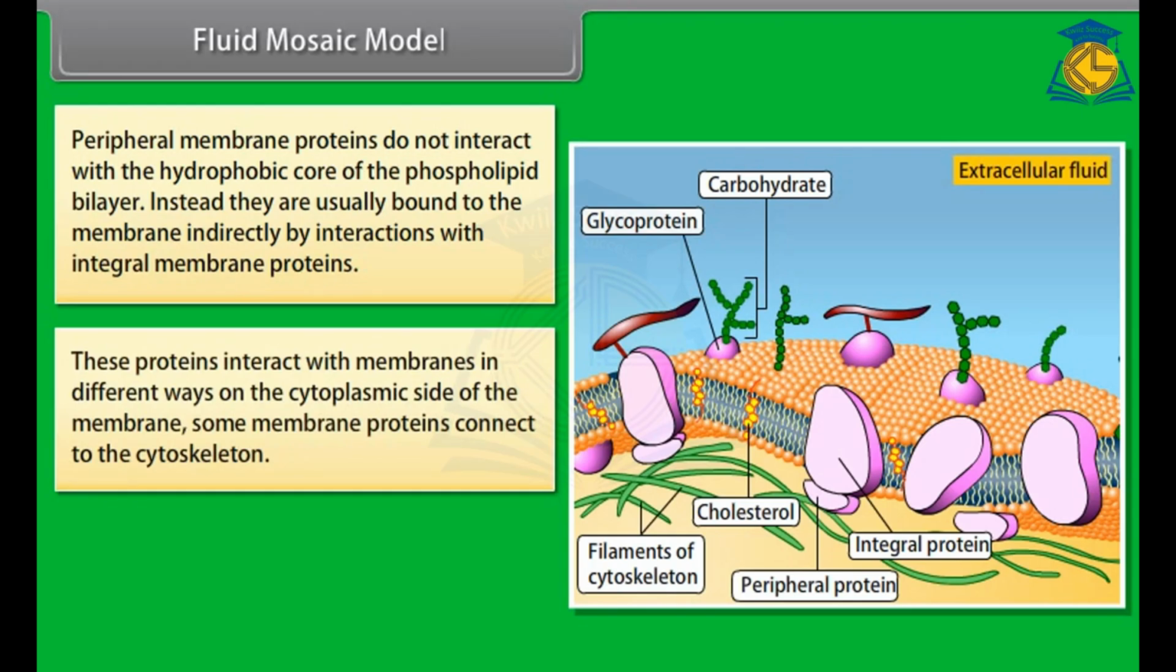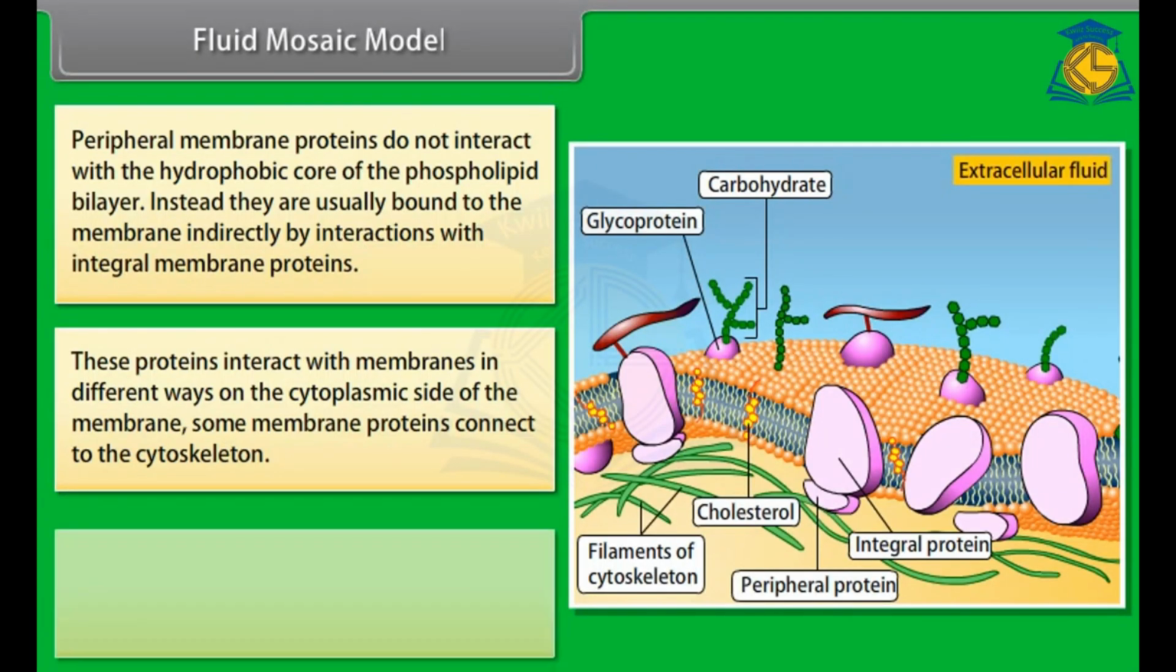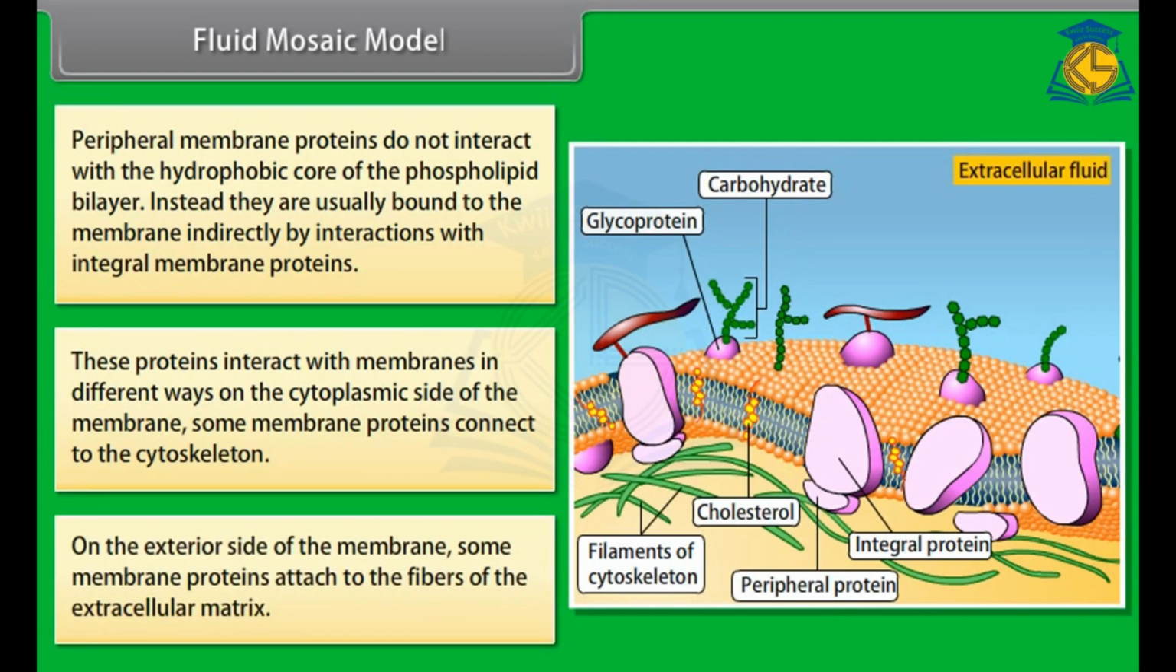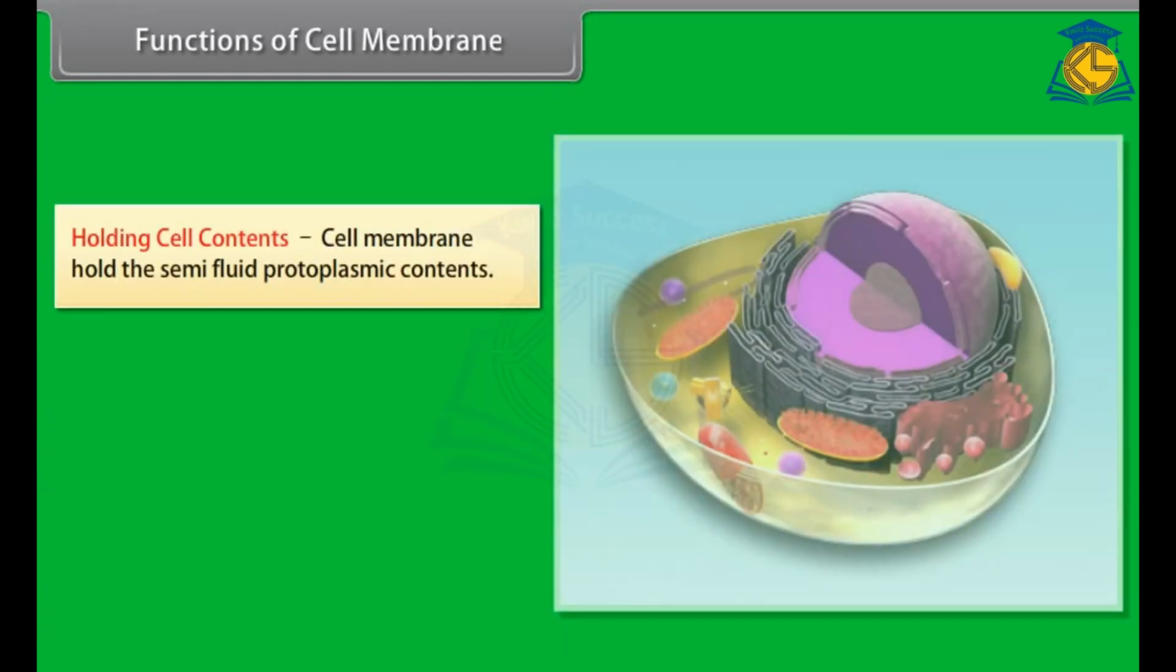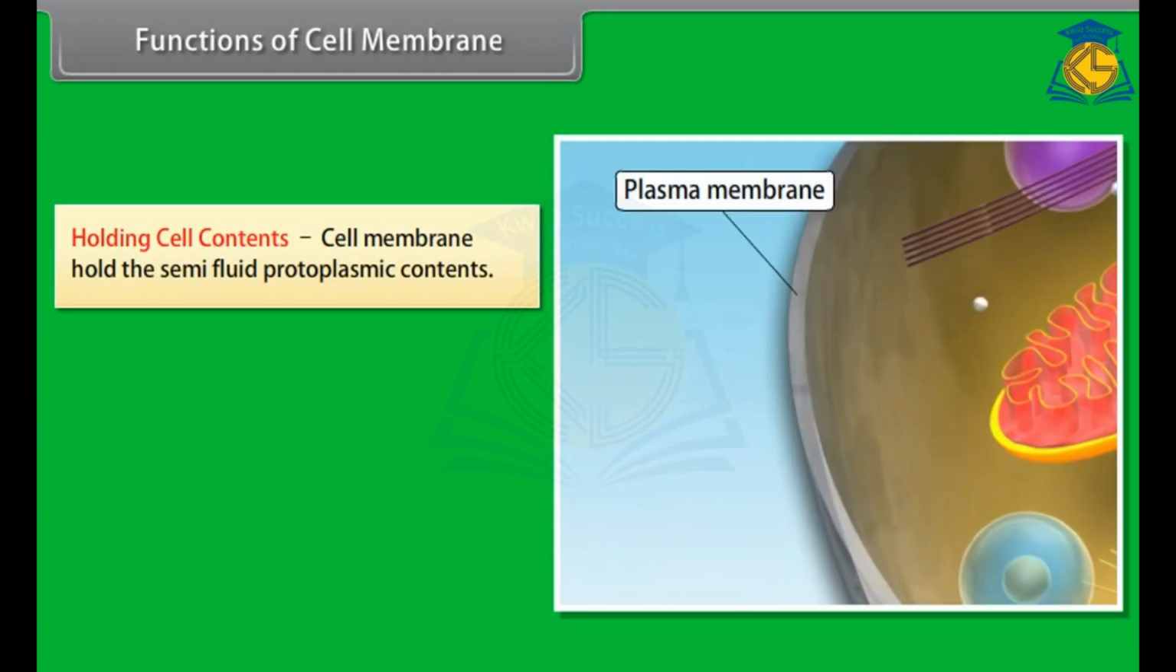These proteins interact with membranes in different ways on the cytoplasmic side of the membrane. Some membrane proteins connect to the cytoskeleton. On the exterior side of the membrane, some membrane proteins attach to the fibers of the extracellular matrix. Functions of cell membrane. Holding cell contents. Cell membrane holds the semi-fluid protoplasmic contents.